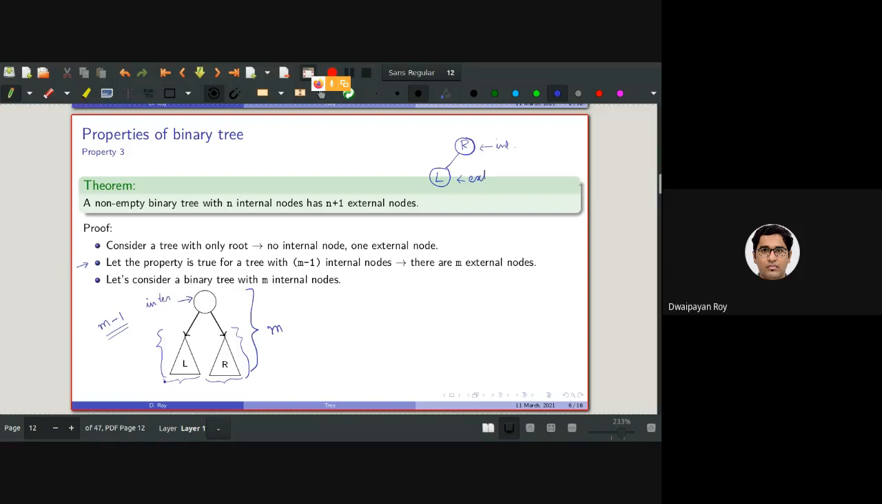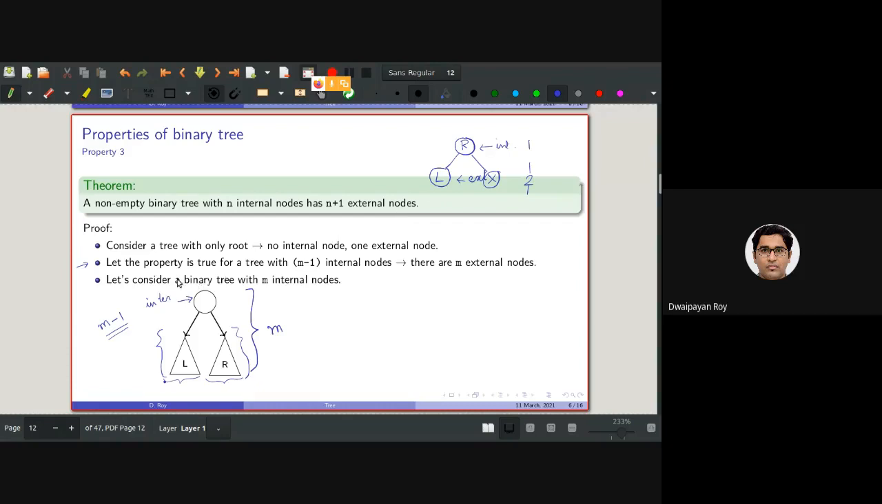Then how is this property actually true here for this tree? We have one internal node and one external node, but there is another one, but it's null. So this is the null subtree that we should also be considering. So in that case, the internal node count is 1, but the external nodes are 2. So by this, this is true.